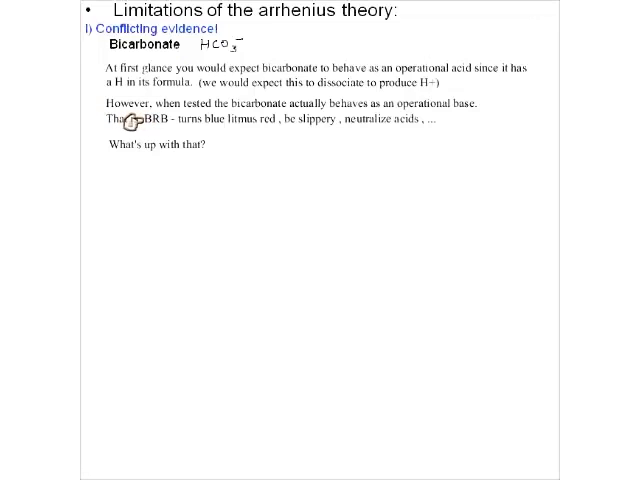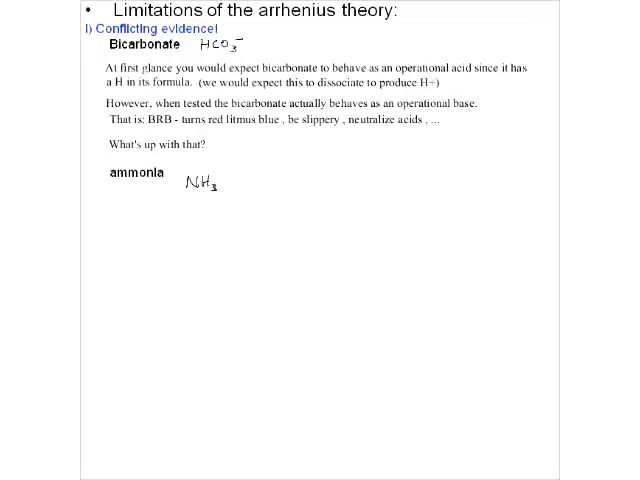Bases turn red litmus blue, so the bicarbonate turned the red litmus blue. It was slippery. It neutralized acids. If we have a battery acid spill in our garage or something like that, sulfuric acid is spilled all over the bench, you go get some baking soda and sprinkle on it and that'll neutralize it. So it's acting as a base. So this bicarbonate is acting like a base even though, according to Arrhenius, it should appear to act as an acid. So that's not correct. There's something going on there.